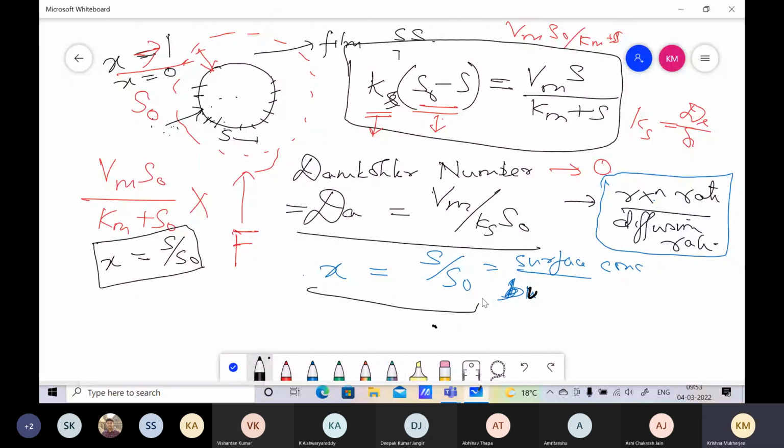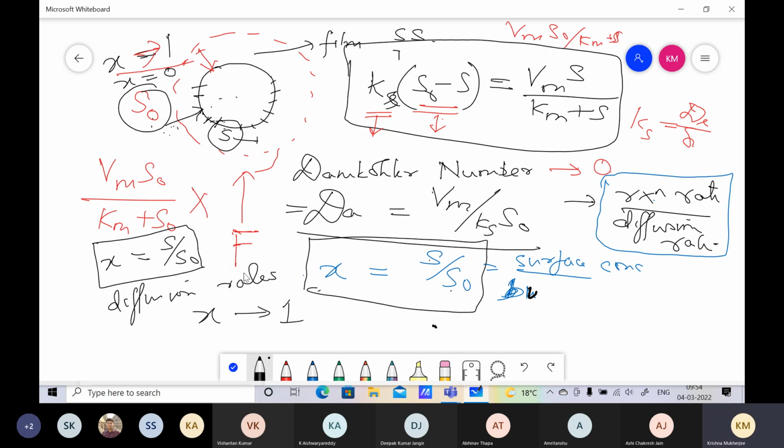So X is S by S naught. I am asking you the question, when does X tend to 1? X tends to 1 when S approaches S naught. S and S naught are the same. When will S approach S naught? When your diffusion rates are high. What happens when diffusion rates are high?